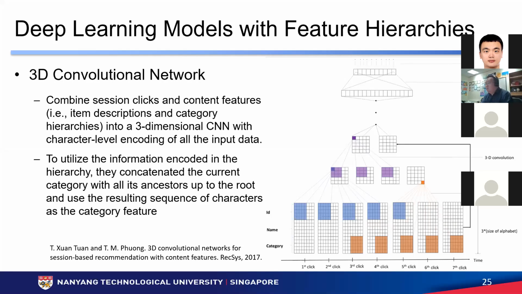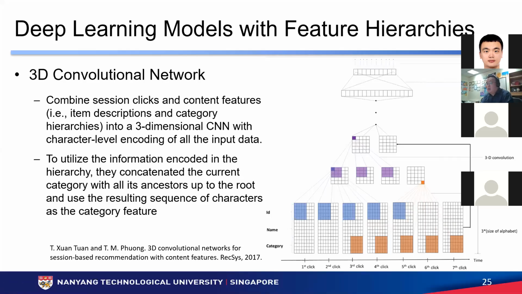So now I move on to the models that leverage the feature hierarchies. Here I just give an example of a 3D convolutional network. This network combines session clicks and the content features. The content features are those category hierarchies, fed into this three-dimensional CNN, with the character level encoding of all the input data.